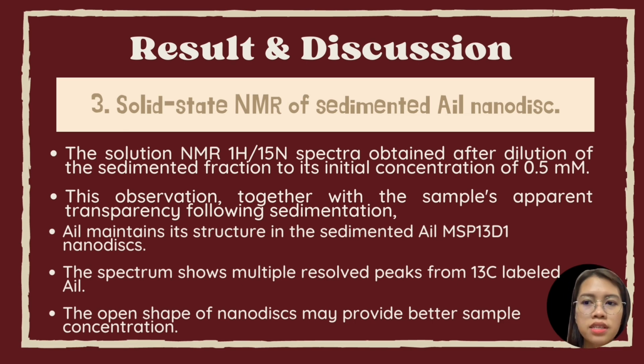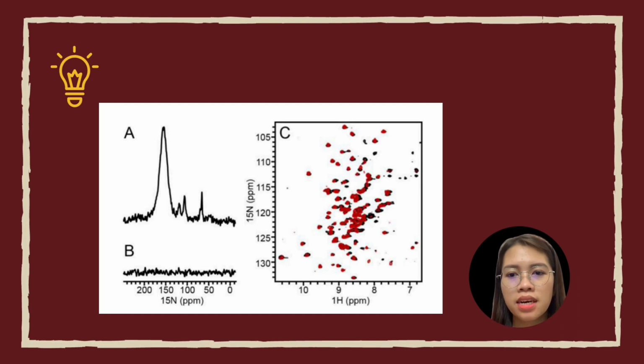L maintains its structure in the sedimented L membrane protein nanodisc, as seen by the two-dimensional 13C correlation spectrum. The spectrum shows multiple resolved peaks from 13C. With multiple peaks at the same or similar places, the spectral resolution is equivalent to that observed with L. The open shape of the nanodisc may provide better sample concentration and filling than spherical liposomes. This figure shows the NMR spectra of L membrane protein nanodisc following redilution and sedimentation.